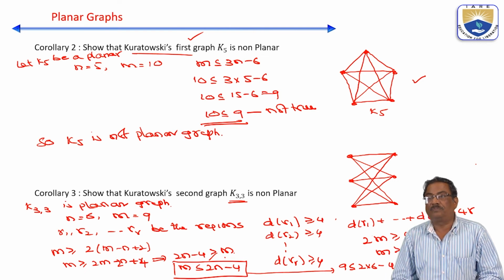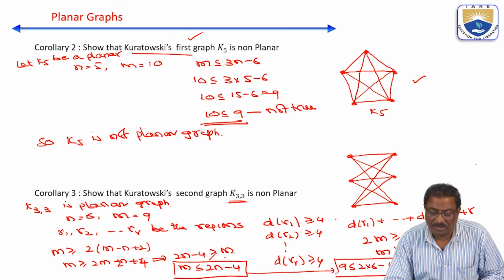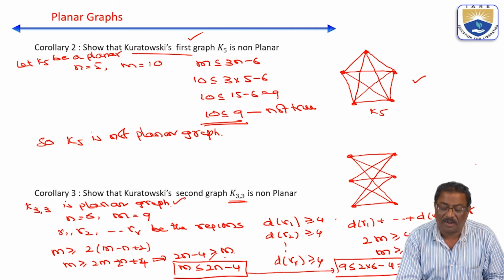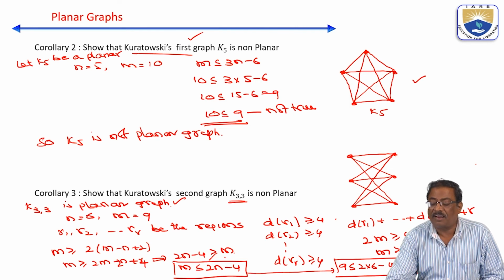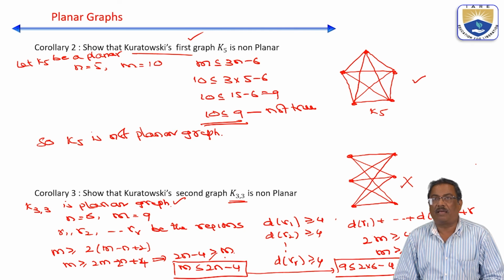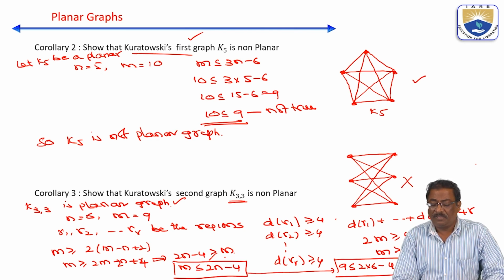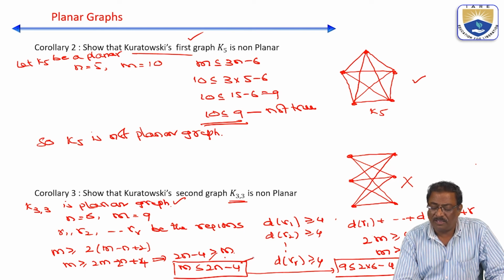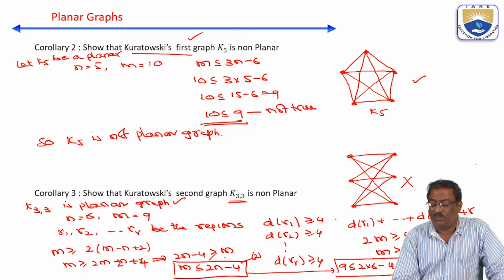Which is not true. So we can say that our assumption that it is a planar graph is wrong. So K33 is not a planar graph. We are assuming that K33 is a planar graph, then this inequality should be satisfied. Let us say this is equation 2, and the inequality should be satisfied.